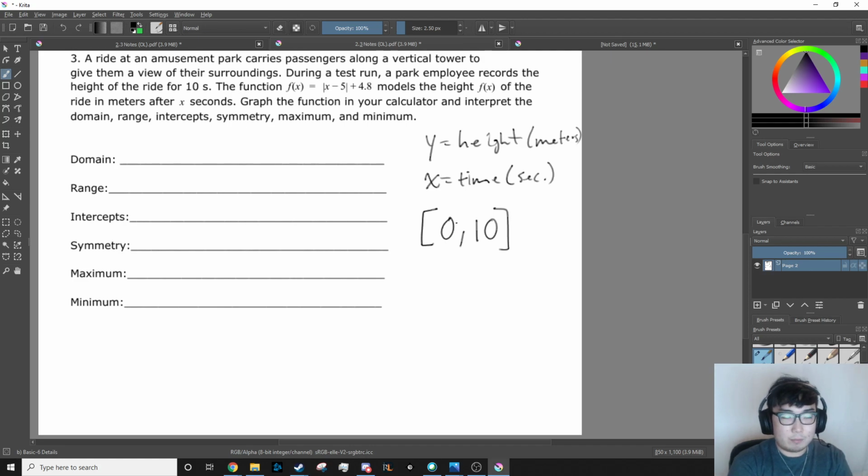So does that mean that he wrote it like 9 seconds deep? Yes. He was on the ride for 10 seconds, so you have to include all of those x values. So he's asking you for the domain, the range, intercept, symmetry, maximum, and minimum. Let's start with the domain because the domain is always free.